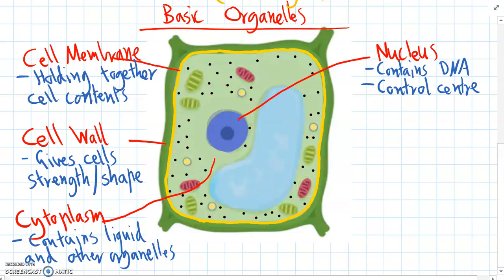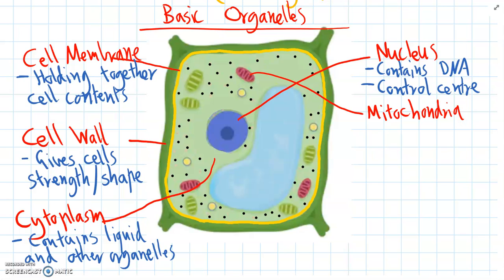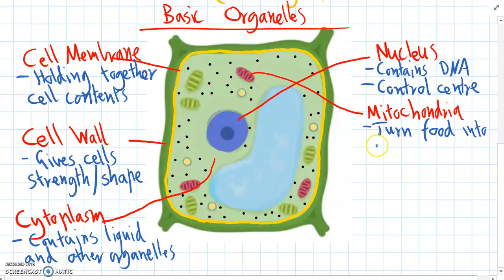The next organelle we can look at here are these red ones. We can see a few scattered around. They're shaped a bit like a jelly bean, and these are called mitochondria. And mitochondria, they break down sugars and give energy to the cell. So that's why we need to eat food as animals, because the food gets digested into sugars, and then the mitochondria turn that into energy. So they turn food molecules into energy for the cell to use.